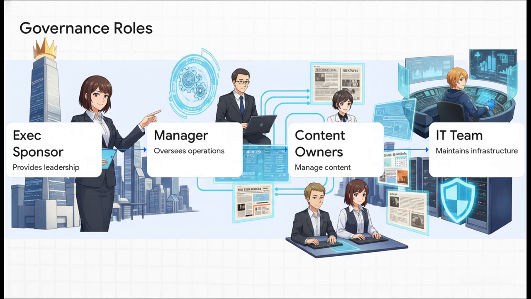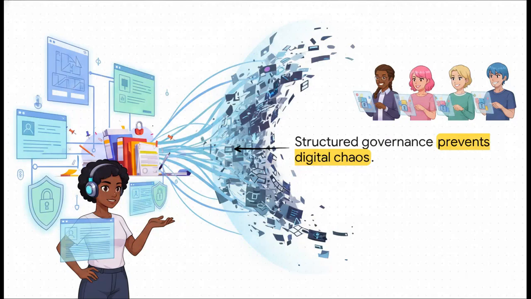First, you need an executive sponsor for that top-level leadership buy-in. Then you need an internet manager to oversee the daily operations. Next up are your content owners, who are responsible for specific department spaces. And finally, you need the IT team to maintain that secure infrastructure. This way, everyone knows exactly what they own. Ultimately, structured governance, using dynamic templates and role-based permissions, is what prevents total digital chaos.